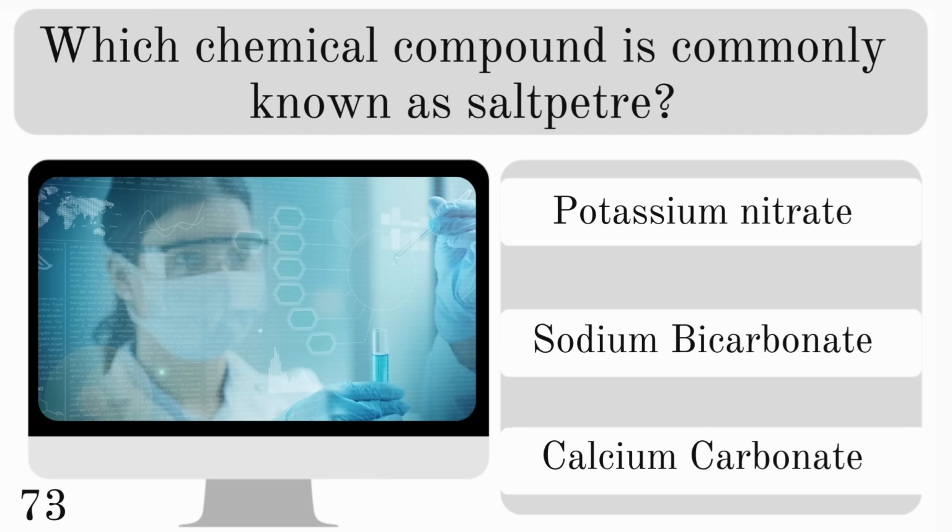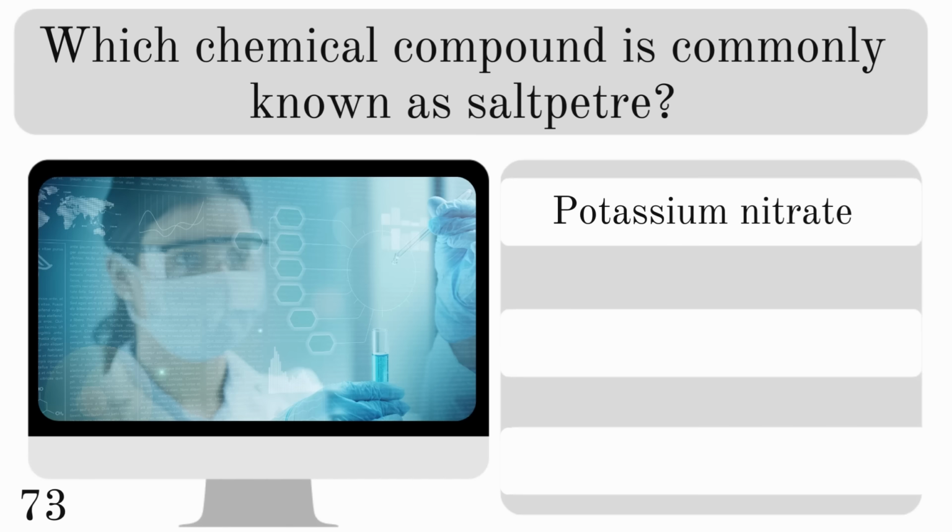Which chemical compound is commonly known as saltpeter? Is that potassium nitrate, sodium bicarbonate, or calcium carbonate? And that is potassium nitrate.